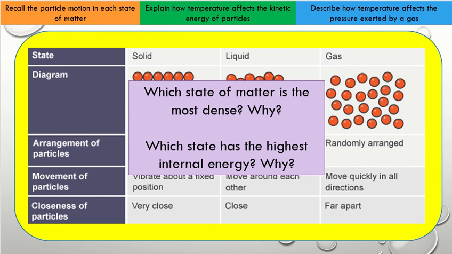So thinking about this diagram, we want to think about which state of matter is the most dense and why, and then which state has the highest internal energy, and again, why is that the case? So give yourself a couple of minutes to answer these questions. These are 2 really cool points that we do need to make sure we know. And once you have done those 2 minutes of answering this, click play again and I will go through the answers for you.